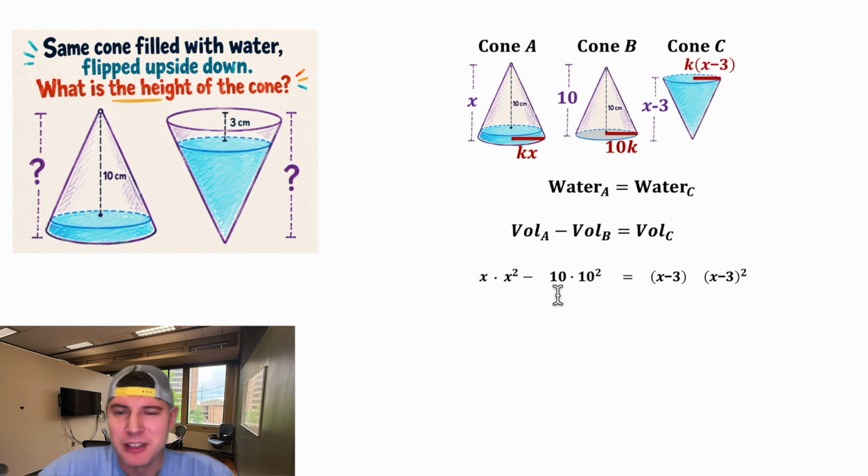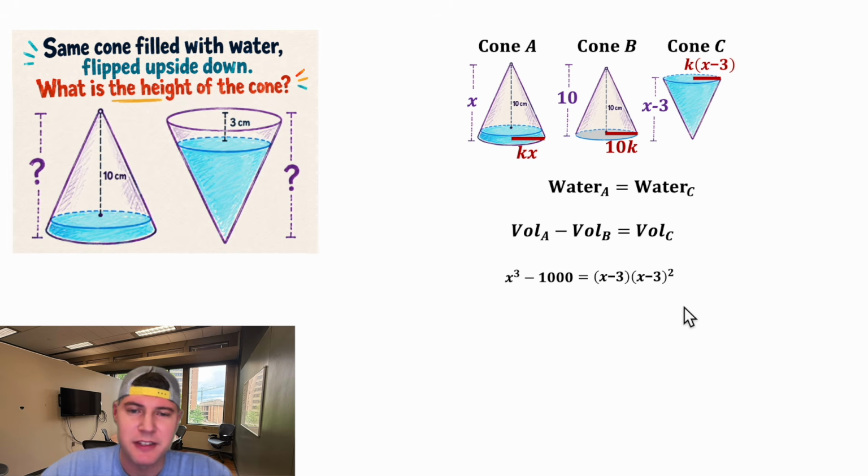So next we can clean up the left-hand side. X times x squared is equal to x cubed, and 10 times 10 squared is 10 times 100, which is 1,000. And then on the right-hand side, this x minus 3 squared is the same thing as x minus 3 times x minus 3. After we multiply these two together, we get x squared minus 6x plus 9. And then after we multiply these together, we get x cubed minus 9x squared plus 27x minus 27.